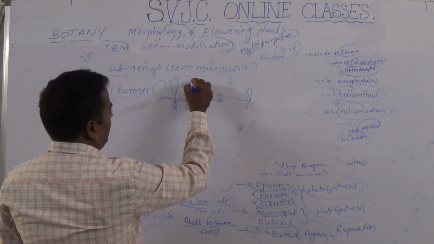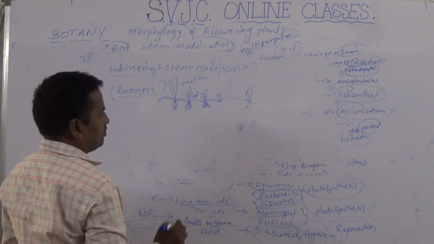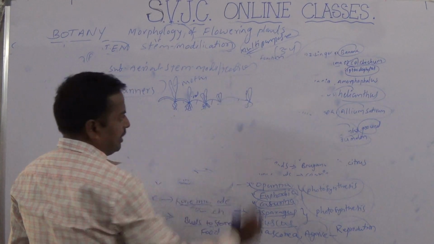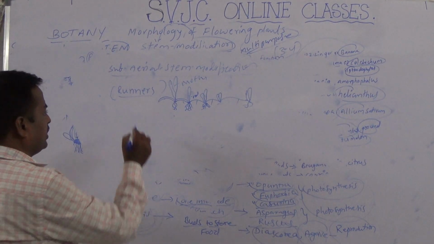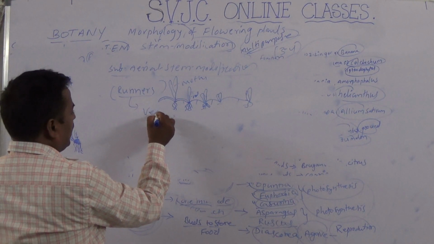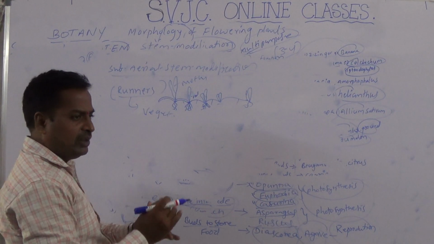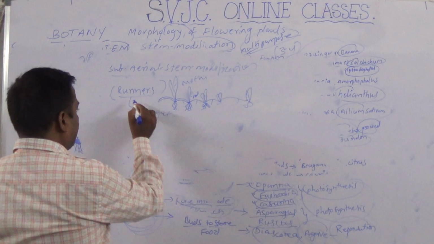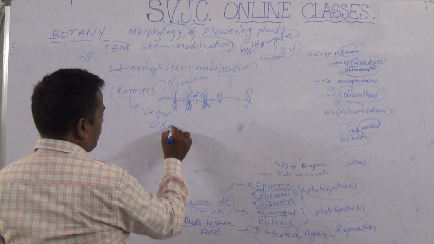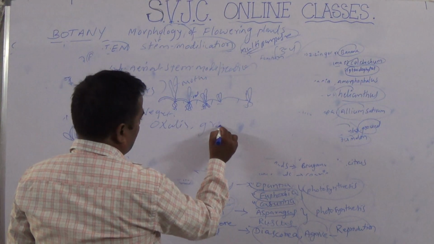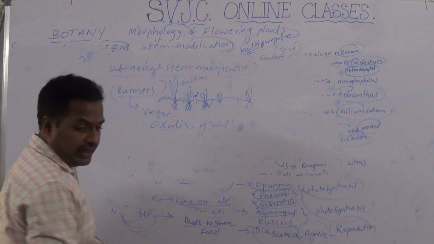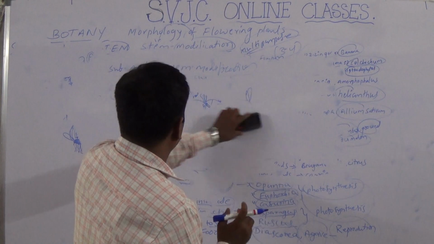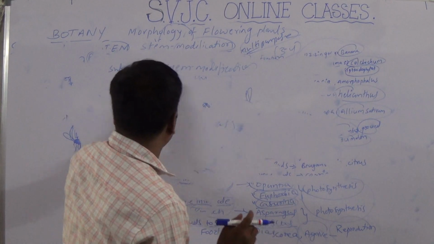So this is the mother plant, and all are daughter plants. When the daughter plants are separated from the mother plant, they can live independently. So runner is very useful for vegetative reproduction. The stem is very weak and grips on the soil, and every node is rooted to become new plants. Important examples: Oxalis and grass. Okay students, the next one is stolon, another very important subaerial stem modification.